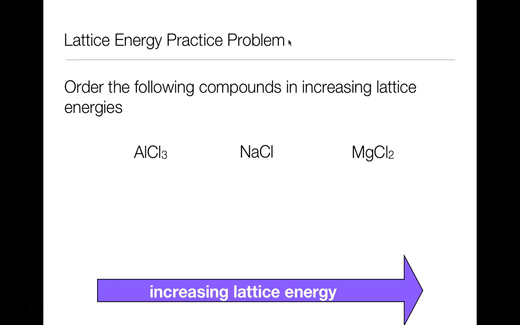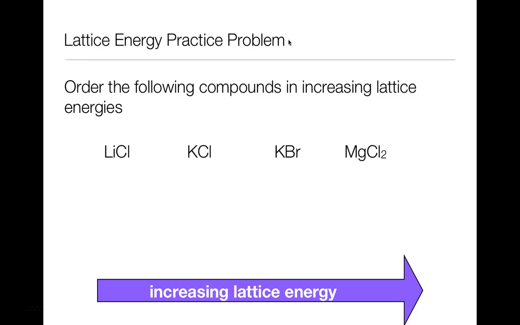All the chlorines have a -1 charge, so we should focus on the cations, right? Al has a 3+ charge, Mg has a 2+ charge, and Na has a +1 charge. So therefore, AlCl3 will have the highest lattice energy, MgCl2 will have the second highest lattice energy, and NaCl will have the lowest lattice energy out of the three.